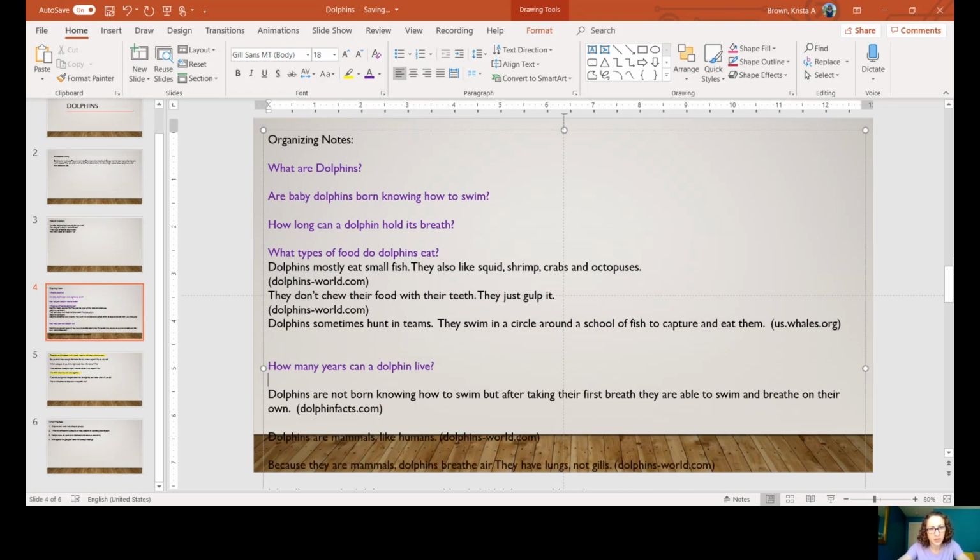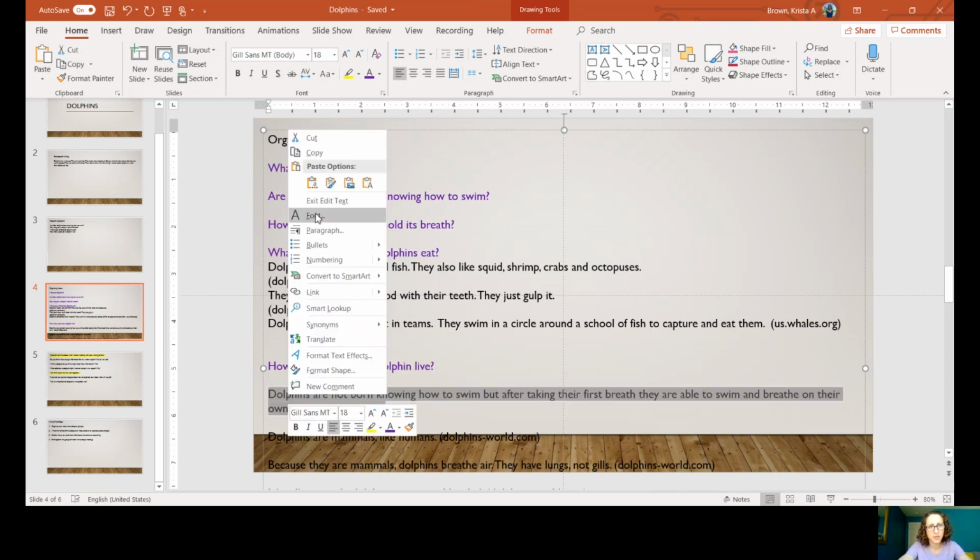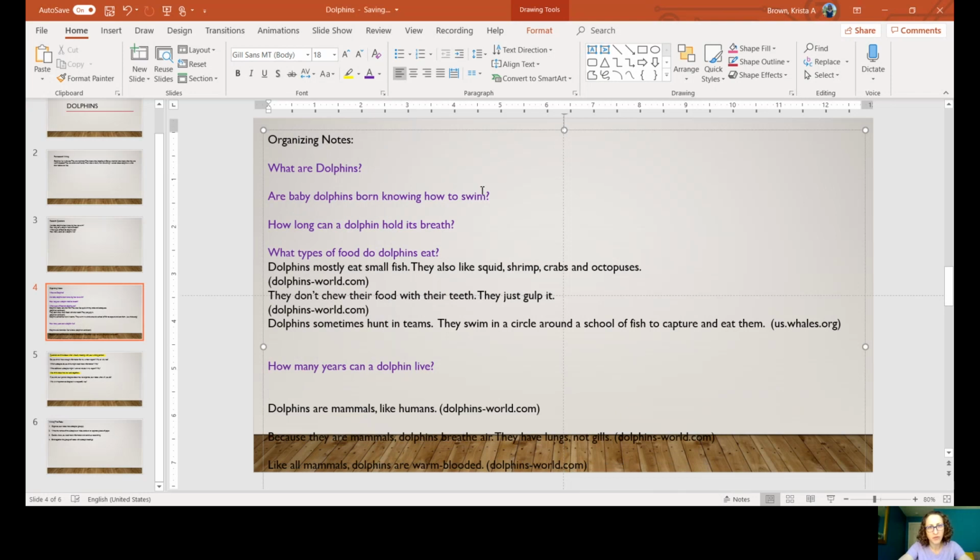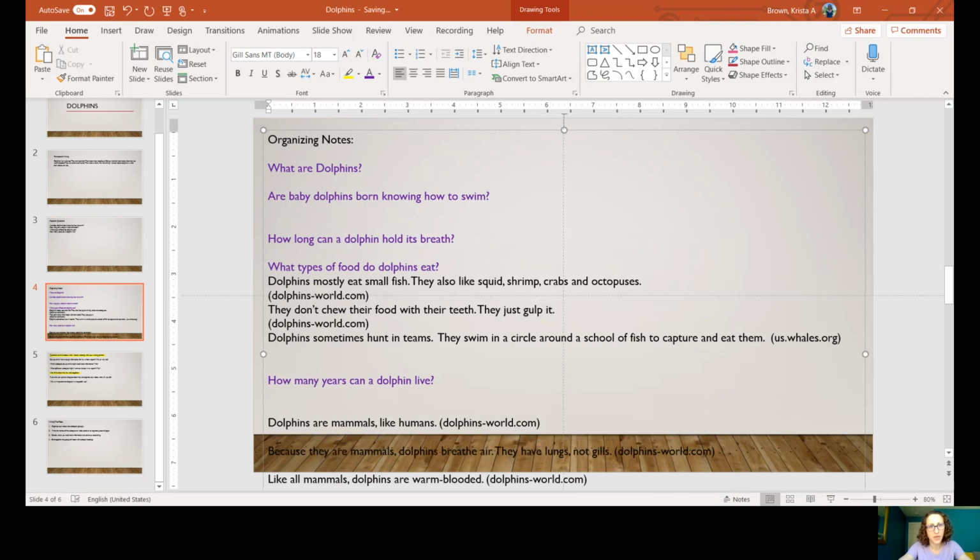Let's see, my next one. Dolphins are not born knowing how to swim, but after taking their first breath, they are able to swim and breathe on their own. Oh, well, are baby dolphins born knowing how to swim? Well, there we go. That's where this one needs to go. So I'm going to cut this, and I'm going to put it over here under this topic.